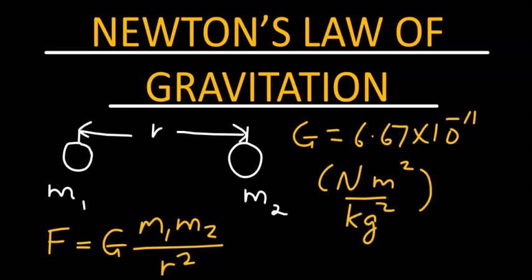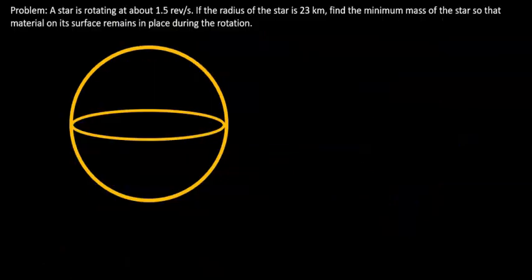So since F is attractive in nature, it is the force exerted on m1 by m2 in that direction. Likewise, it is also the force exerted on m2 by m1 in that direction. So we say these two masses attract each other with this much force. Now let's get to the problems.